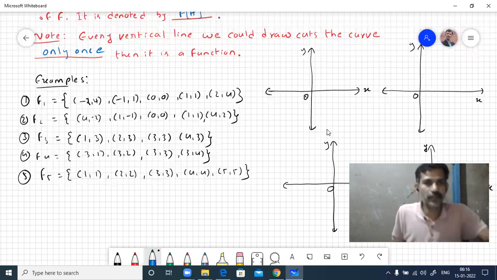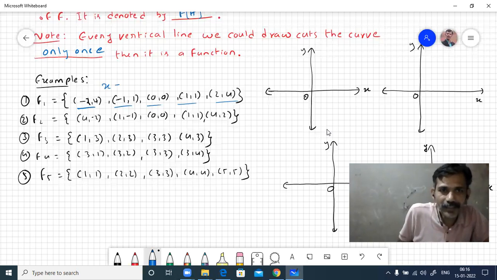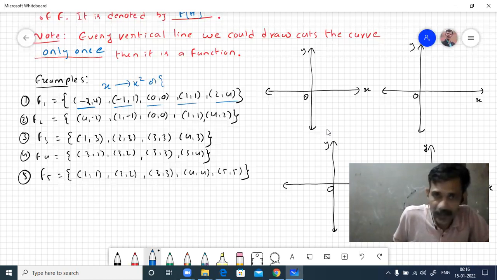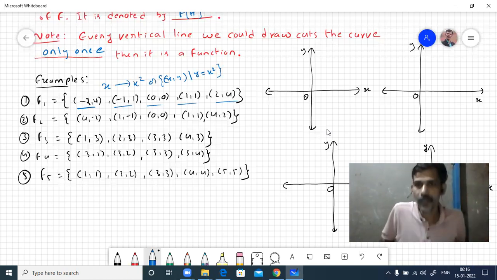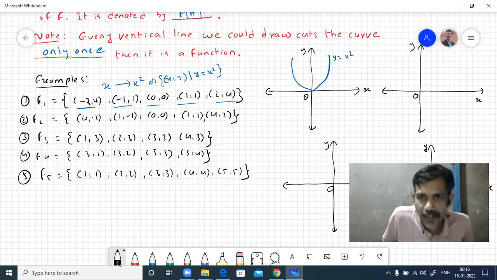First, the ordered pairs are (-2, 4), (-1, 1), (0, 0), (x, x squared), (2, 4). Clearly, x maps to x square. You can write F1 as all ordered pairs such that y equal to x square. The graph is a parabola, y equal to x square. If you draw any vertical line, it will intersect at only one point. It is a function.